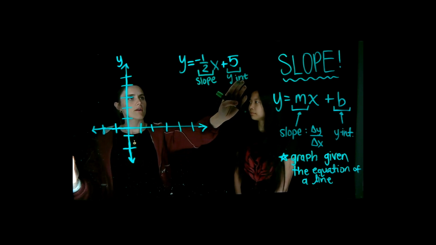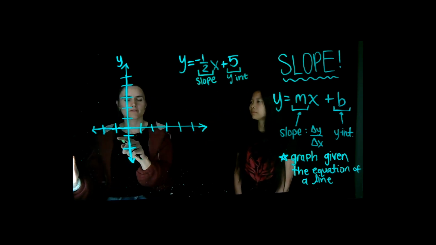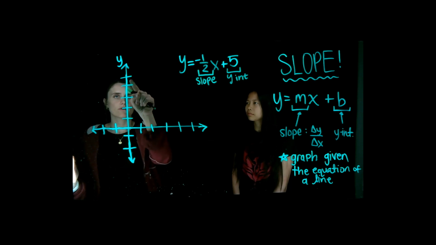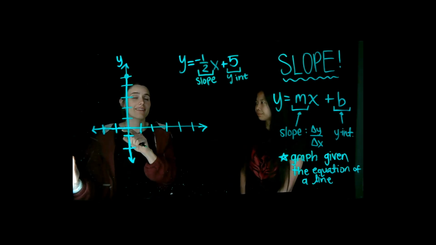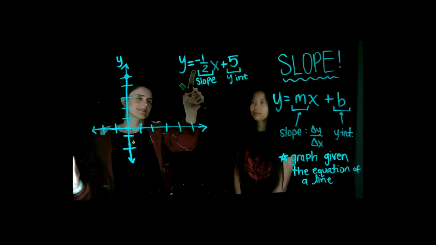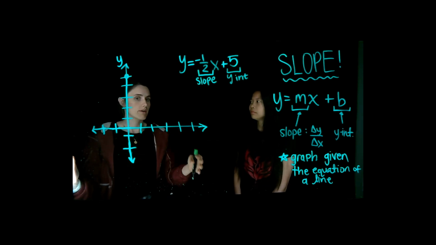So if we know that our y-intercept is 5, we know that it's going to cross the y-axis at 5. So I can count 1, 2, 3, 4, 5 and put a dot here. So this tells me that this is my y-intercept of this graph. And then I can follow this point using this slope, which tells me how my y changes and how my x changes, to then create more points so that I can draw a line.